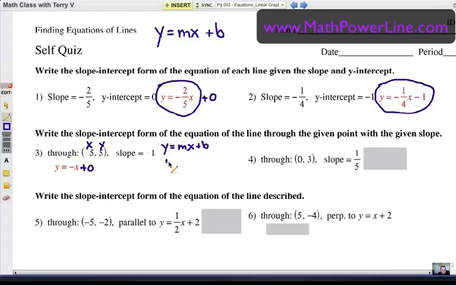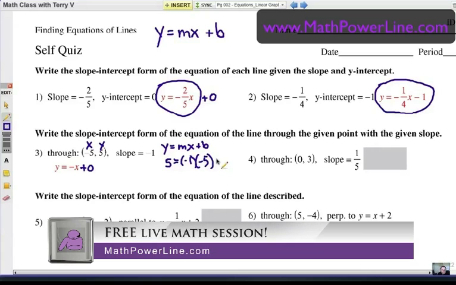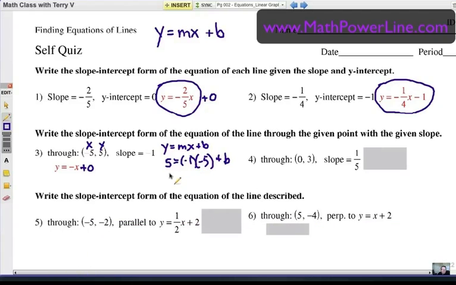So positive 5 equals, now the slope is negative 1, right? So negative 1. And the x value again was negative 5 plus b. Now we keep working through that. 5 equals 5 plus b, and we realize b is 0. So there we go. That is my answer. Slope negative 1, y-intercept 0.